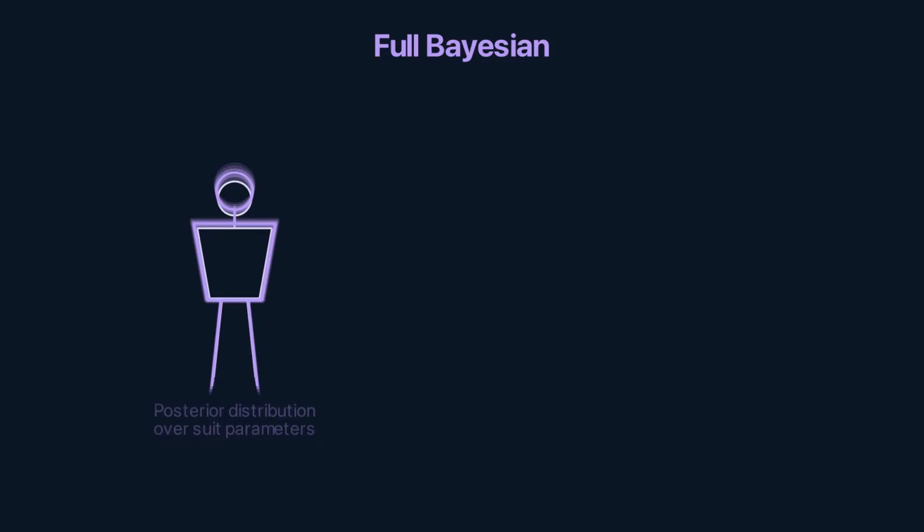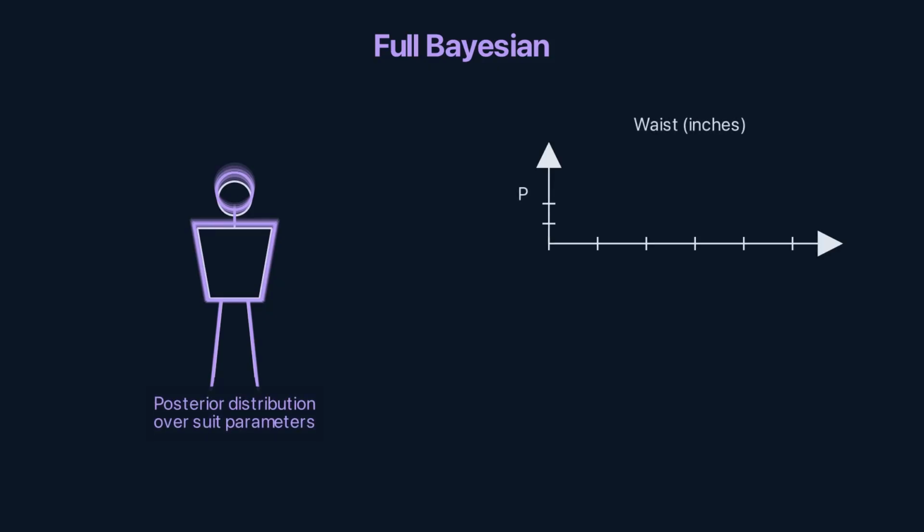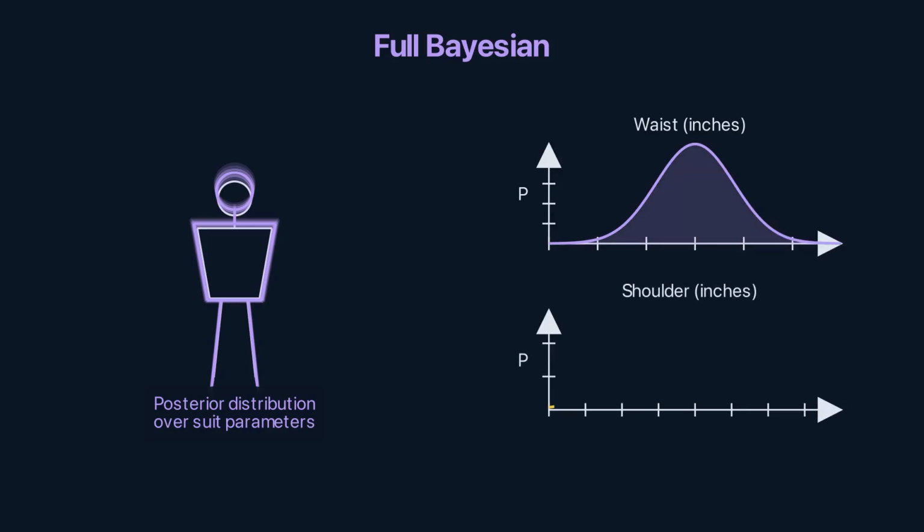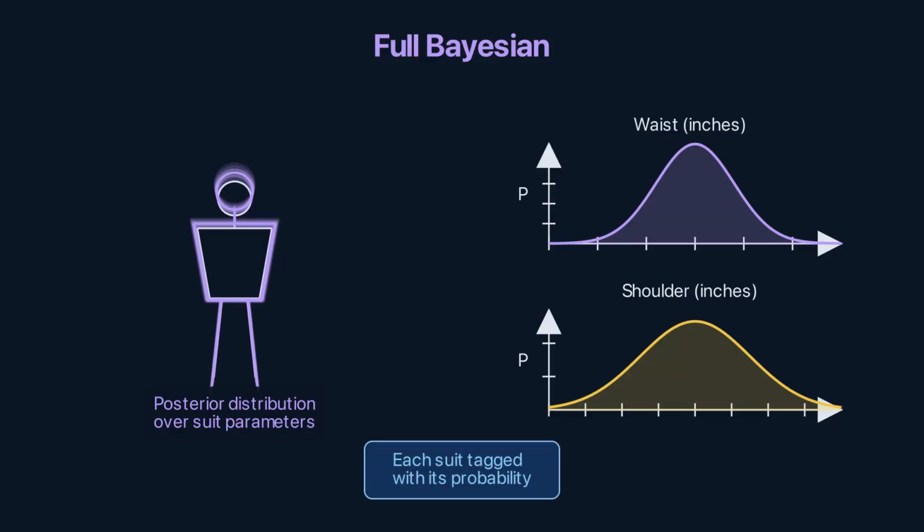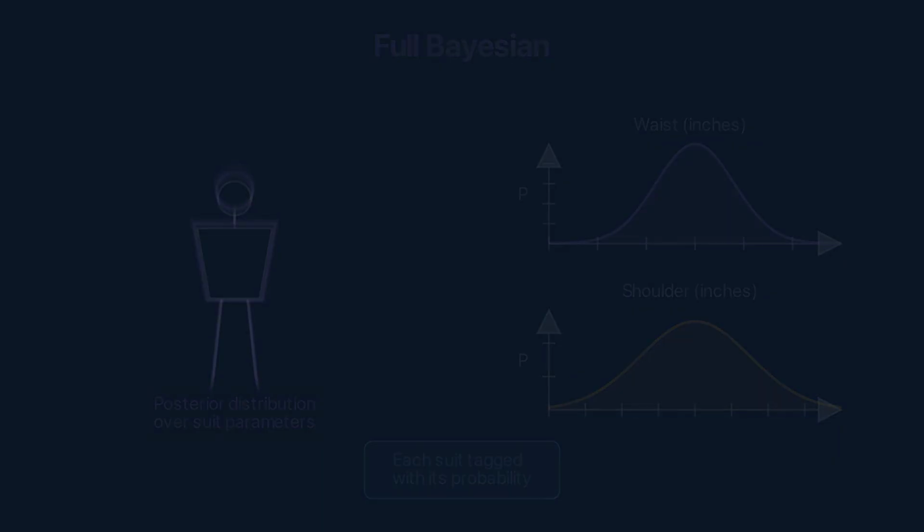Full Bayesian estimation generates a posterior distribution over all possible suit parameters. Not one waist measurement, a distribution: probably 32 inches, but could be 31 or 33. Not one shoulder width, a distribution: most likely 18 inches, small chance of 17 or 19. Each possible suit in the distribution has a probability weight, how likely it is to be the true best fit. The tailor's answer isn't a suit. It's a wardrobe, each suit tagged with its probability.